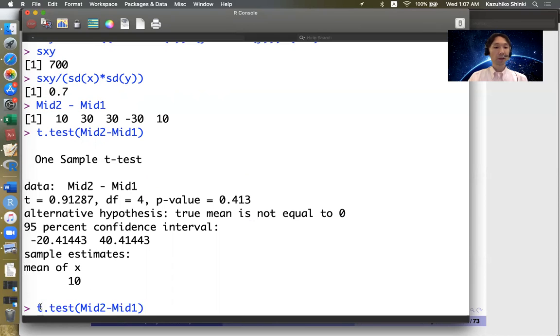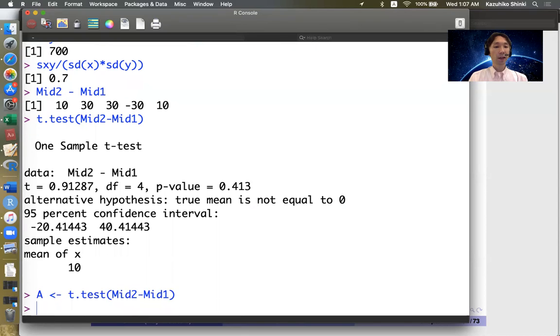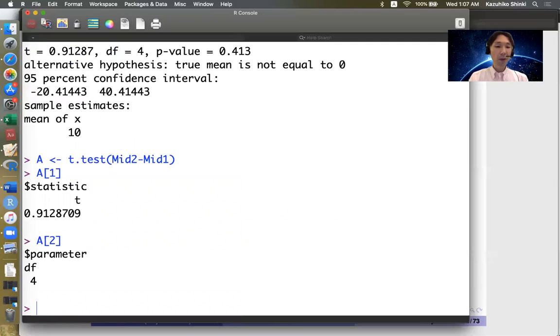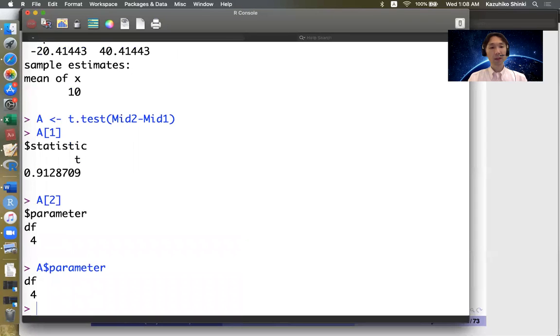For example, we can name this output A. Then if you type A with bracket 1, you can extract the t-value, or with bracket 2 the parameter, so the degrees of freedom. This can also be obtained by the $ sign, parameter. Then we get 4.